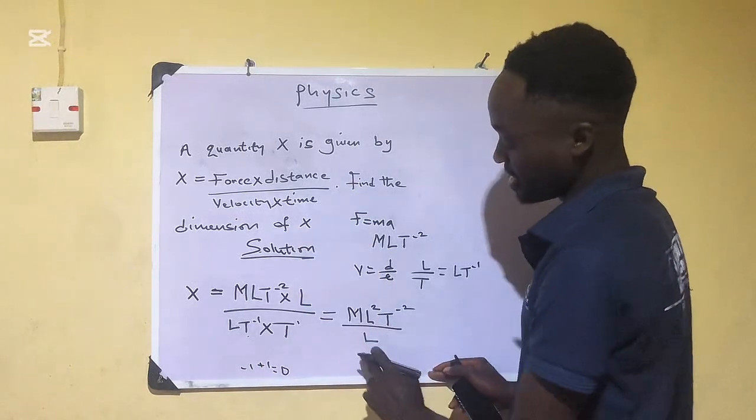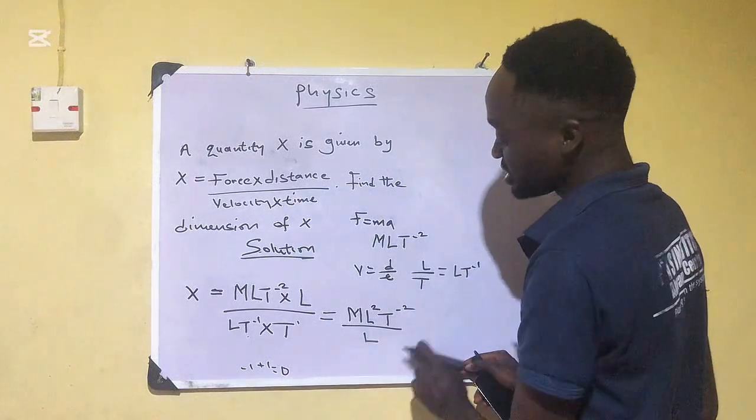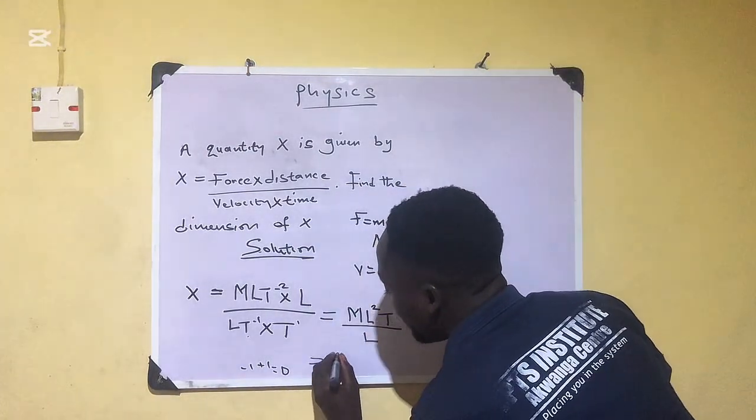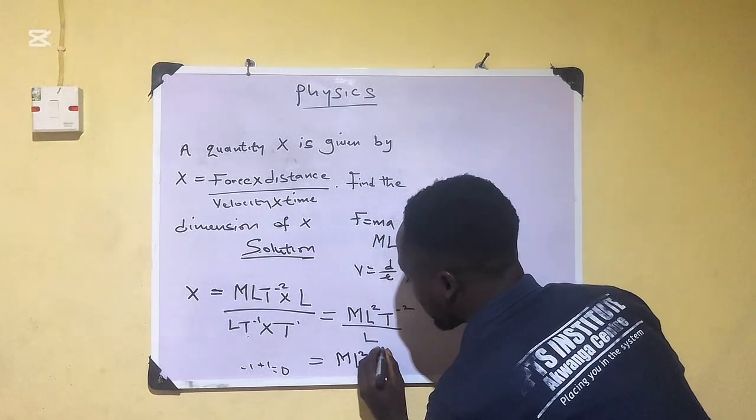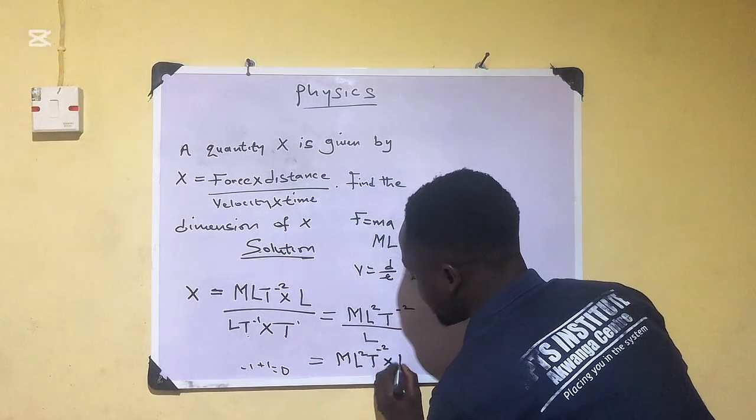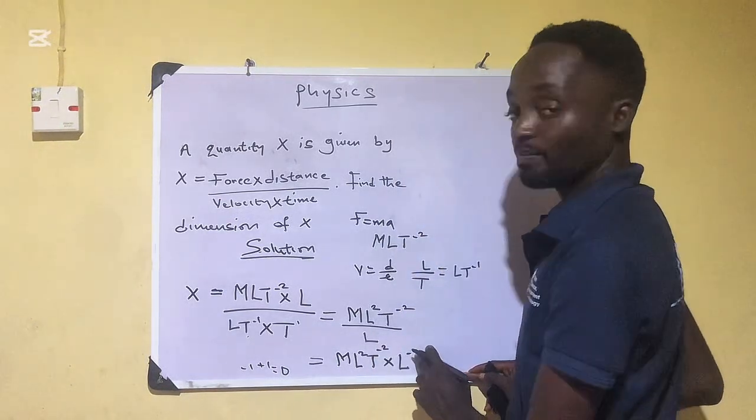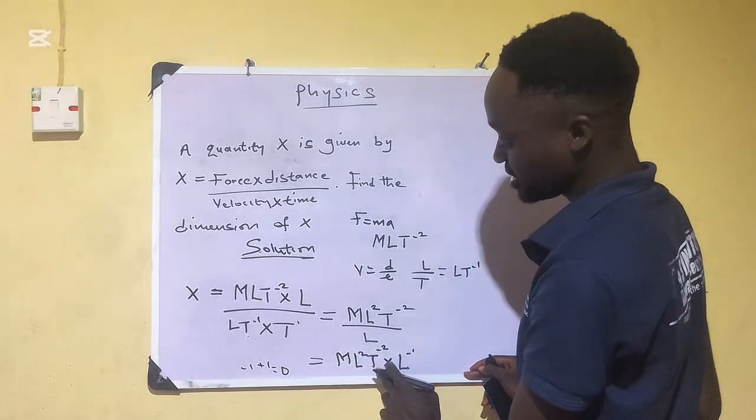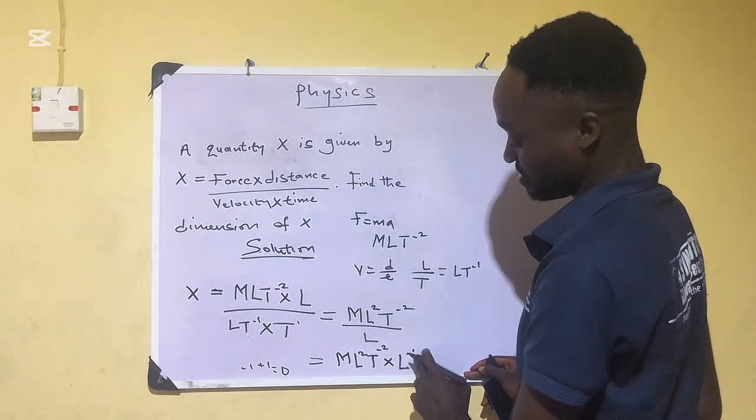So from here, I'm going to also bring this L up. By the time I bring this L up, this is going to be M L squared T to the power of minus 2 times L to the power of minus 1, because I brought this L up to be to the power of minus 1. So now I have M L squared T to the power of minus 2 L to the power of minus 1.